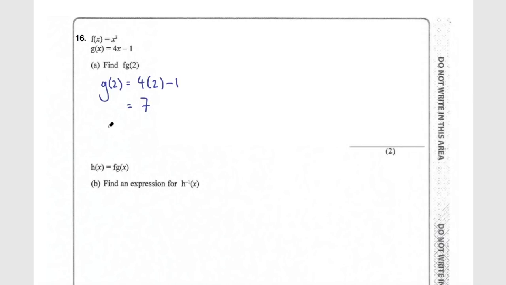And then we take that value of g of 2 and substitute it into f of x. So f of 7 will be 7 cubed. And 7 cubed, that is 343.